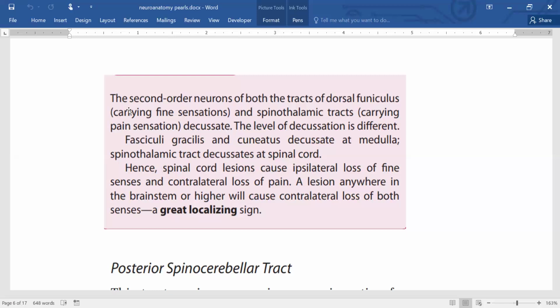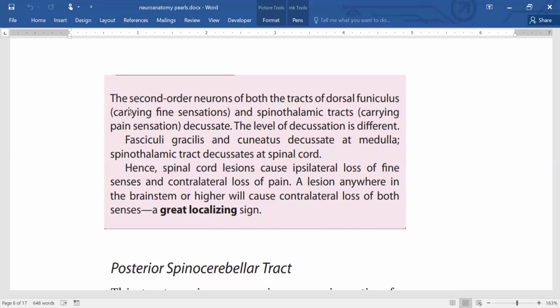So most of the third order neurons are in the thalamus, but the spinocerebellar fibers go through the spinocerebellar tract to the cerebellum. So they do not ascend to the thalamus. And then all these sensations are carried to the post-central gyrus of the cerebral cortex.